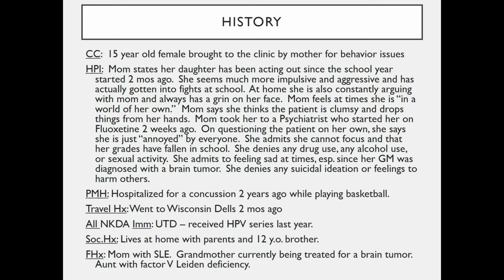Past medical history includes a hospitalization for a concussion about 2 years ago while she was playing basketball. Travel history, they went to the Wisconsin Dells 2 months ago. Allergies, there are no known drug allergies. Immunizations are up to date, including the HPV series that she got last year. Social history, lives at home with her parents and 12-year-old brother. Family history includes the mom who has lupus, the grandmother who is currently being treated for a brain tumor, and an aunt with a factor V Leiden deficiency.